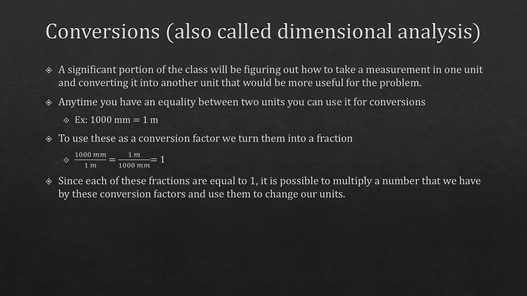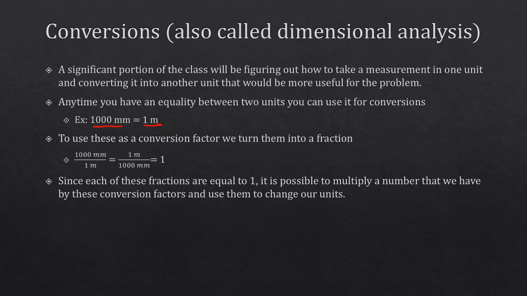Anytime I have an equality between two different units, I'm going to be able to use that as a conversion. So for example, if I know that 1,000 millimeters equals 1 meter, that means anytime I have millimeters, I can change it into meters. And anytime I have meters, I can change it into millimeters. We're going to do this by writing them as conversion factors.